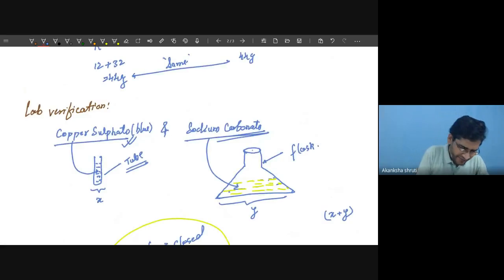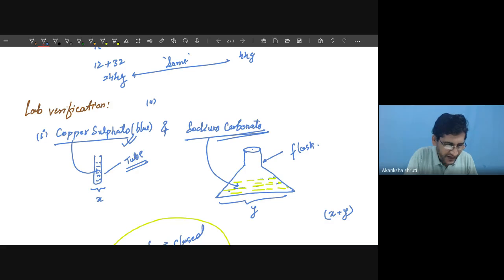Here I have taken two compounds, one is copper sulfate, another is sodium carbonate. One may also take another pair. One may take a pair like barium chloride. What these chemicals are, these things we will learn later. What are their formulas? So the other pair could be barium chloride, and with barium chloride you need to take sodium sulfate.